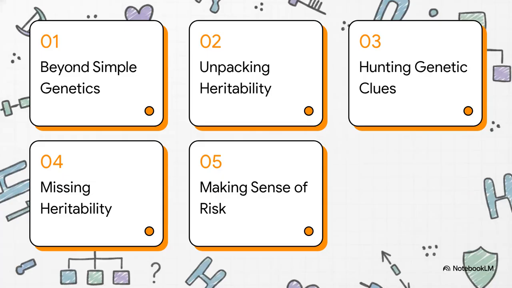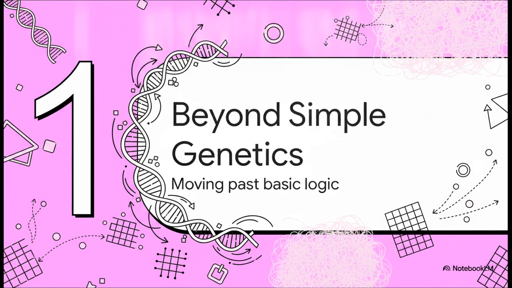Here's our roadmap for today. We'll start by looking beyond simple genetics, unpack what heritability actually means, and hunt for genetic clues. Then we'll tackle the missing heritability mystery, and finally, make sense of what all this means for your actual personal risk. So, Section 1, Beyond Simple Genetics, moving past the Punnett square.